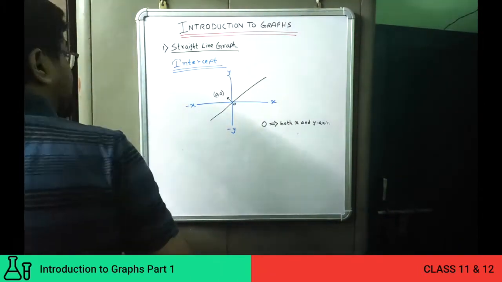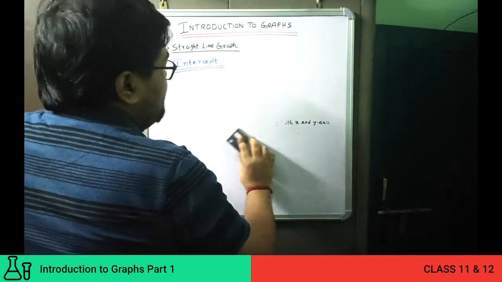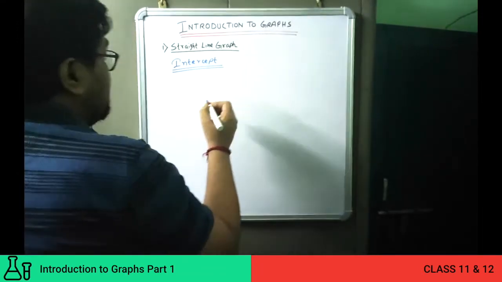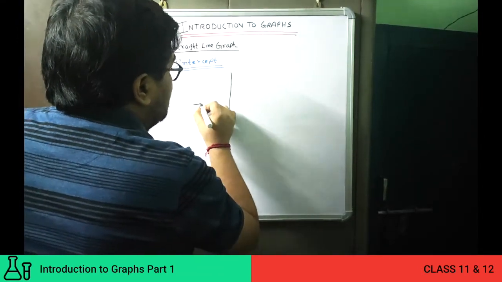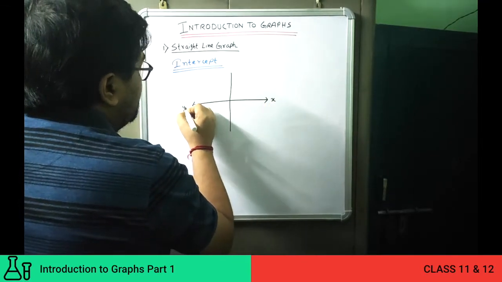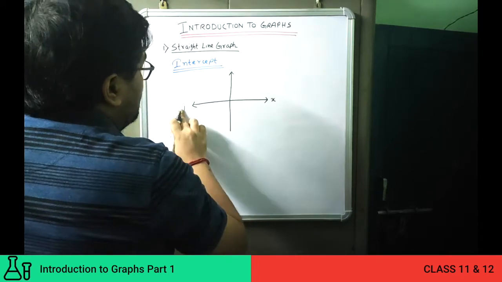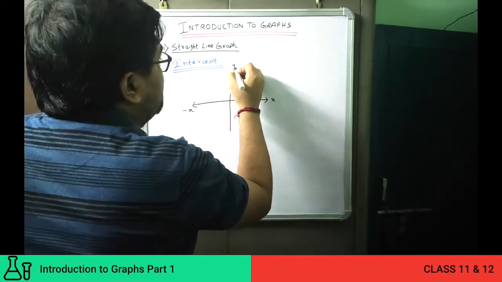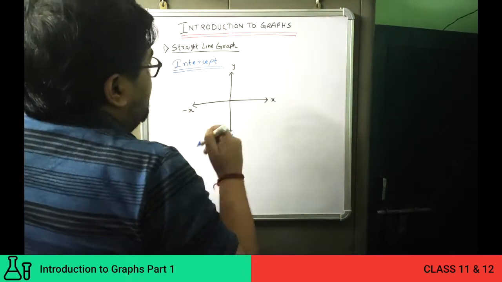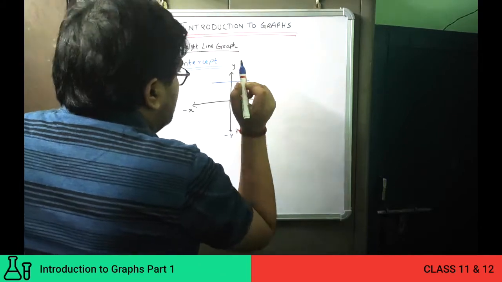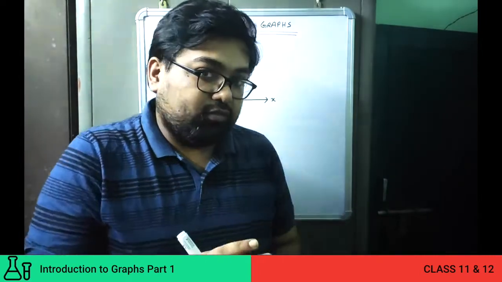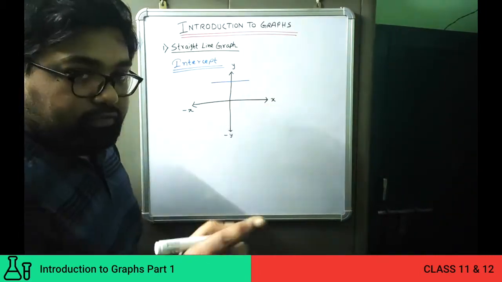Next, we move on to the next type of intercept. This is x, this is y, this is minus x, and this is minus y axis. Now, if a line passes in this manner, what will be the value of the intercept with respect to x and y axis? You have to find out.